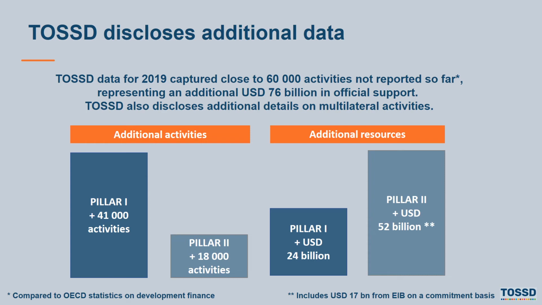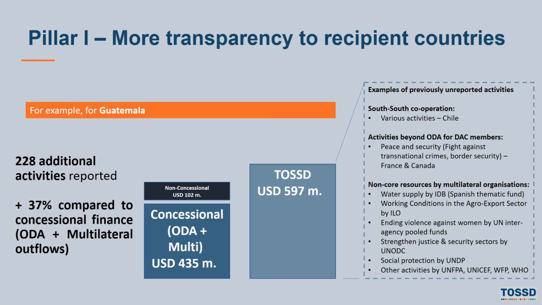TOSSD data for 2019 captured close to 60,000 activities not reported so far compared to OECD statistics on development finance, representing an additional $76 billion in official support. For Pillar 1, this included an additional 41,000 activities, and for Pillar 2, 18,000 activities. TOSSD also discloses additional details on multilateral activities.